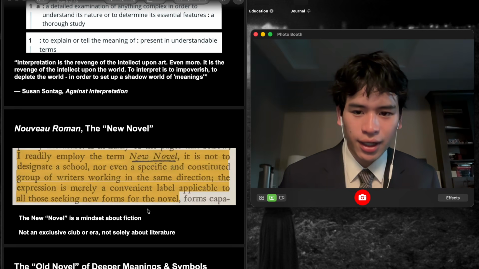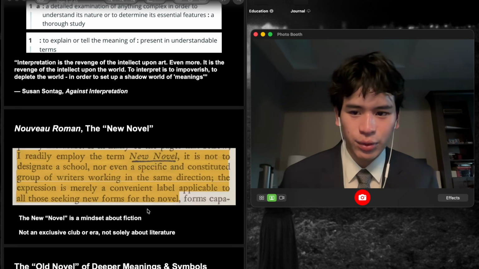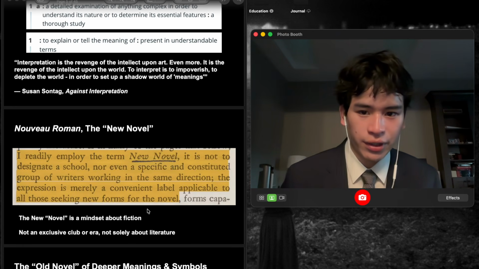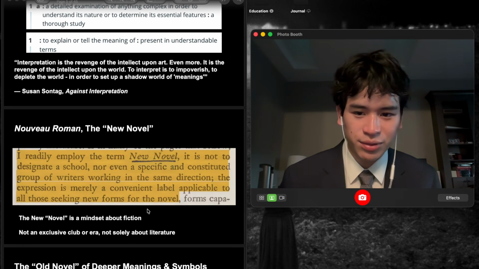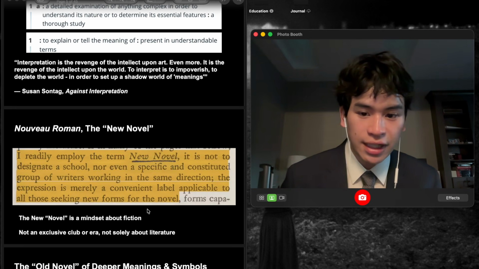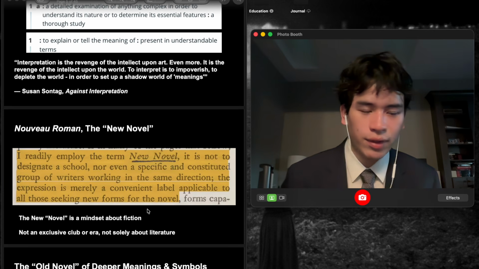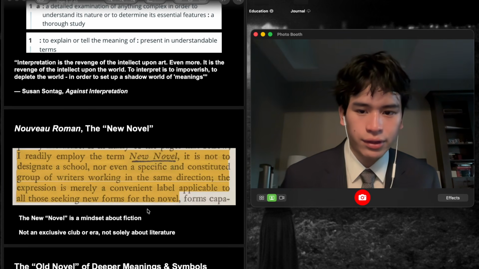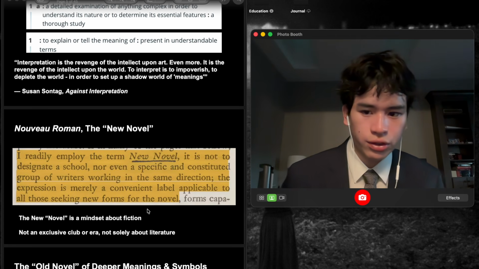The new novel is, unlike what you might suspect, not really a well-defined movement of writers. It doesn't even really have a specific time period. He's very insouciant about it. He doesn't really care. He says it's a convenient label, right? It just describes people who are seeking new forms for the novel. So in many ways, even though he doesn't like this term, this really just represents the avant-garde, right? The new novel, this idea that we should always be pushing literature to new boundaries, is just the avant-garde.